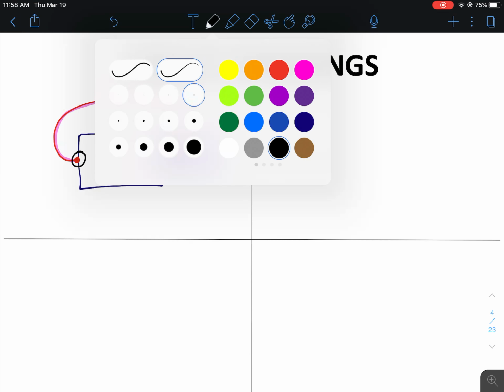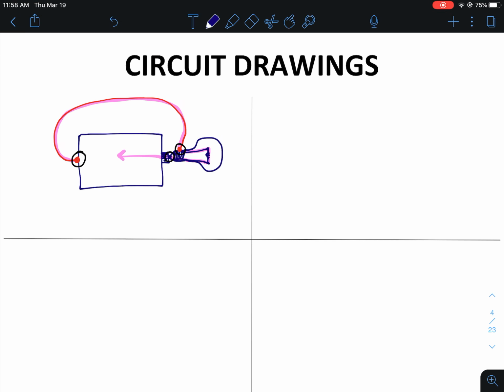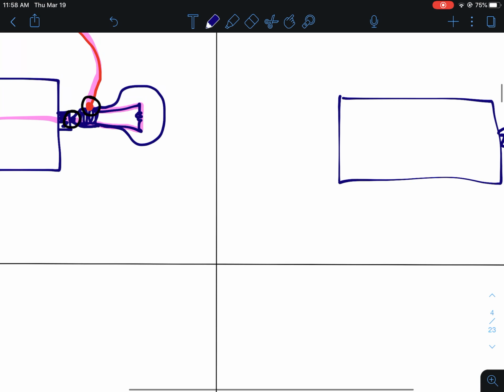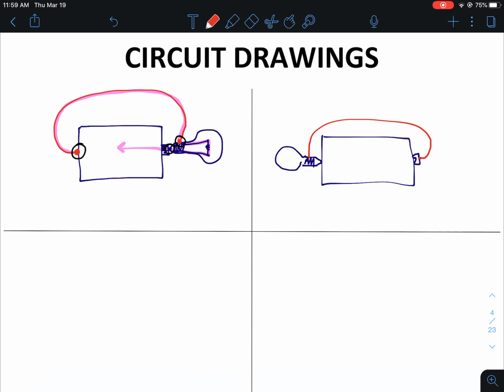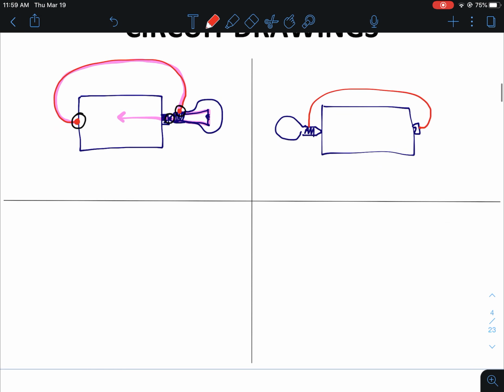Okay, so I'm assuming you've tried already. Hopefully you've realized that you could keep the battery in the same arrangement, but you could put the bulb over here like that, and then you could connect your wire to the side like that. So it's pretty much the same arrangement as the previous one, except you put the light bulb on the negative end of the battery instead of the positive end of the battery.